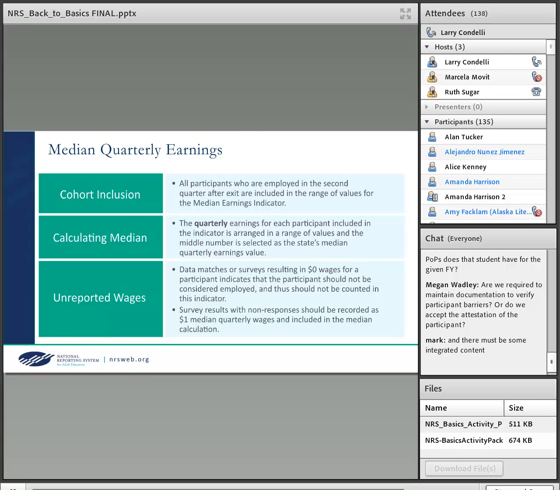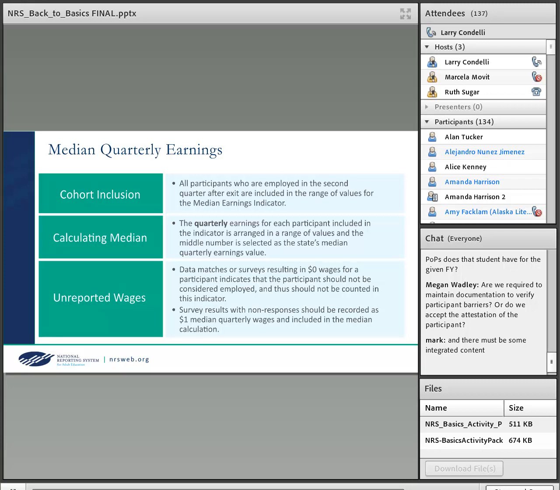Now, if you don't have access to the quarterly records through a data match, you can collect this information in other ways, and there is a program memoranda that describes these additional ways. But one way you may be doing that is through surveys. And when you have a survey, you have to ask participants, how much money did you make in this particular quarter? And they may be unwilling to answer you.